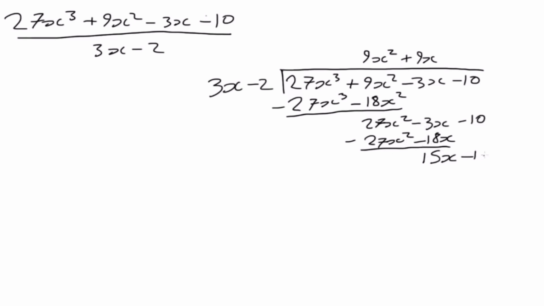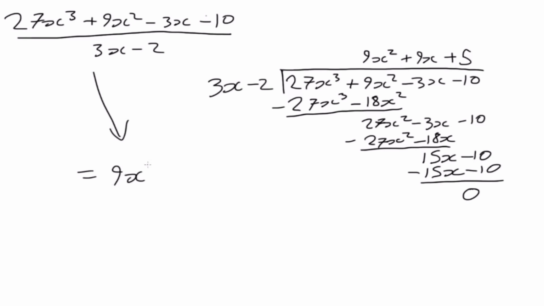Bring this term down to make it nice and even. So now what do we times 3x by to get 15x? That's just 5. So 3x times 5 is 15x. Minus 2 times 5 is minus 10. And as you can see, when we take them away from each other, we get a nice 0. So the value to this tricky looking sum is just 9x squared plus 9x plus 5.